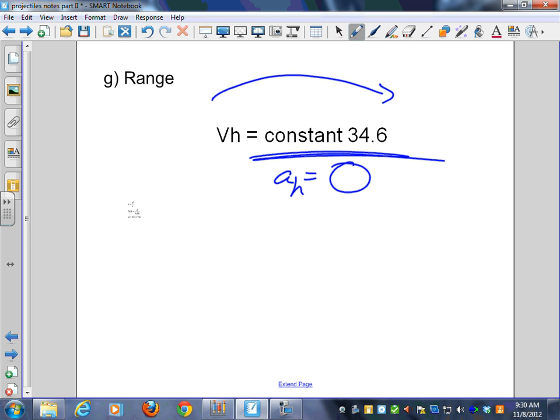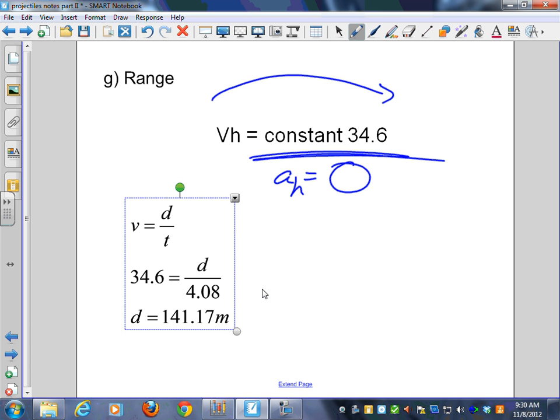Okay, so how do I find the range? Because it's a constant speed, it's just v equals d over t. My v is 34.6. My displacement is what I'm solving for. My 4.08 is my time. I get a range of 141 meters. Obviously, that's not me throwing second base. Okay, pretty straightforward.